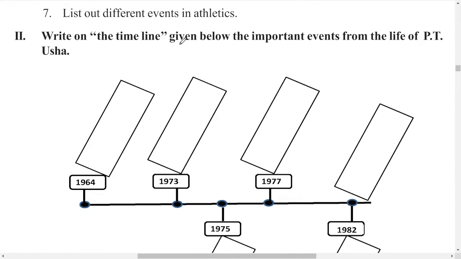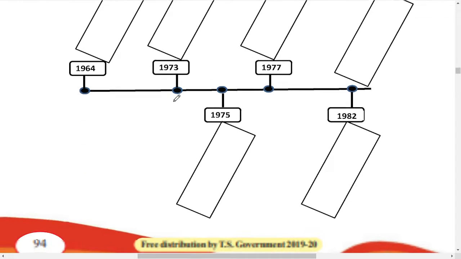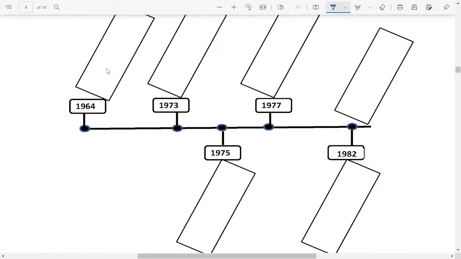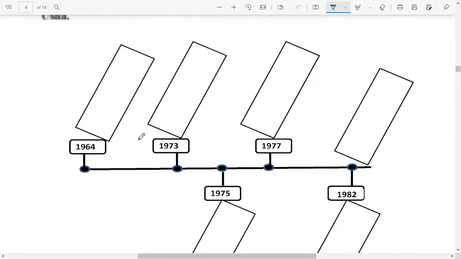Next, this one also: write on the timeline given below the important events of the life of PT Usha. Timeline, this is a normal activity. What happened in 1964, you have to focus on that. In PT Usha's life, what happened in 1973, 1977, 1975. I am not going to give this even for the students. 6th class students, if you are listening to this class, this is a very normal activity. You should do it on your own.